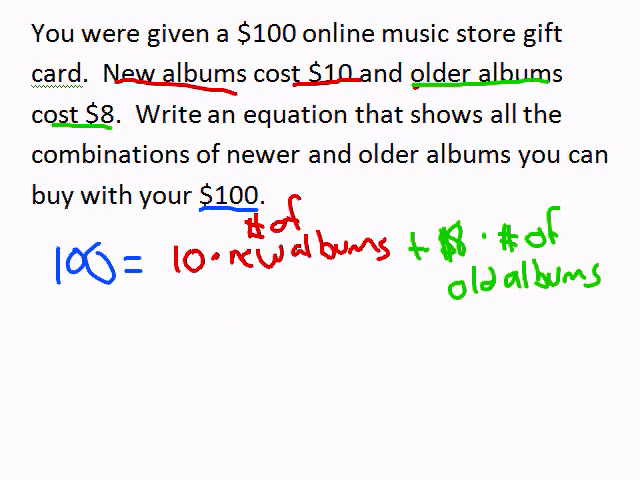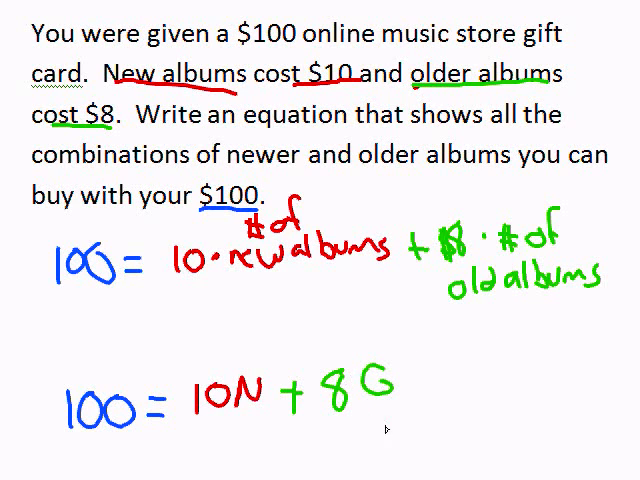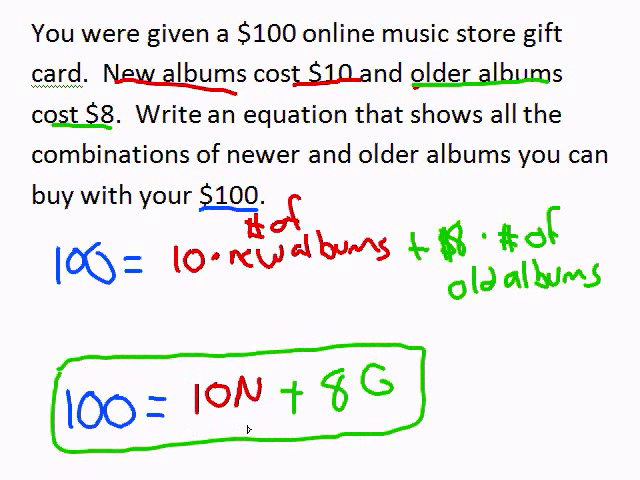Now all I have to do is choose some variables to represent the new albums and the old albums. I'm going to call the newer albums N, so 10N, plus the older albums, not O, because O often looks like 0. I'm going to say the old albums are G, for oldies but goodies. So there you go. You've got $100 is equal to $10 times the number of new albums plus $8 times the number of old albums.